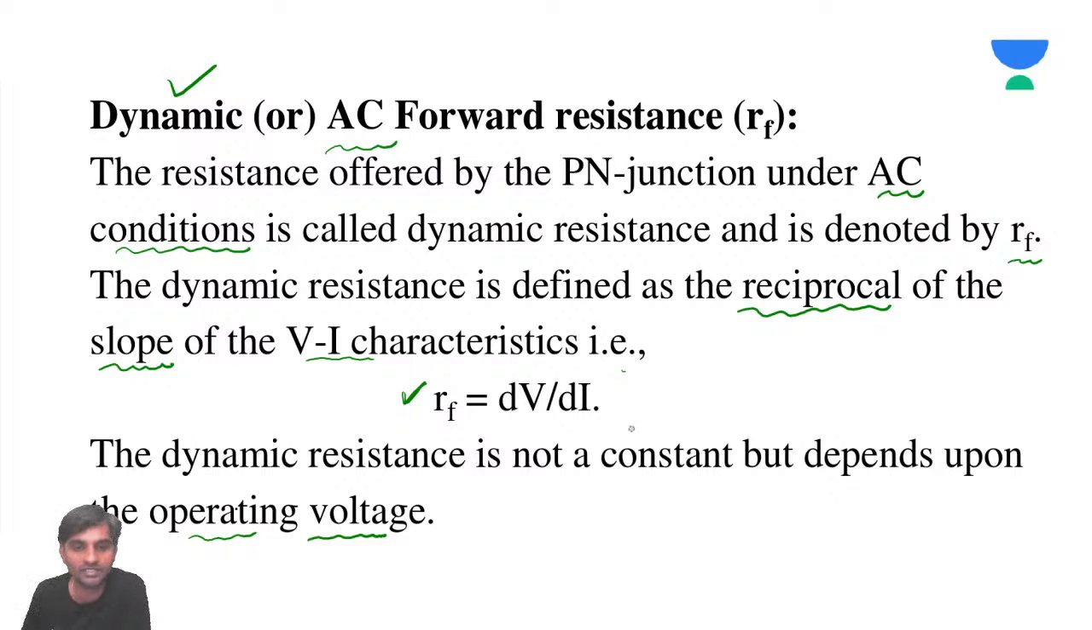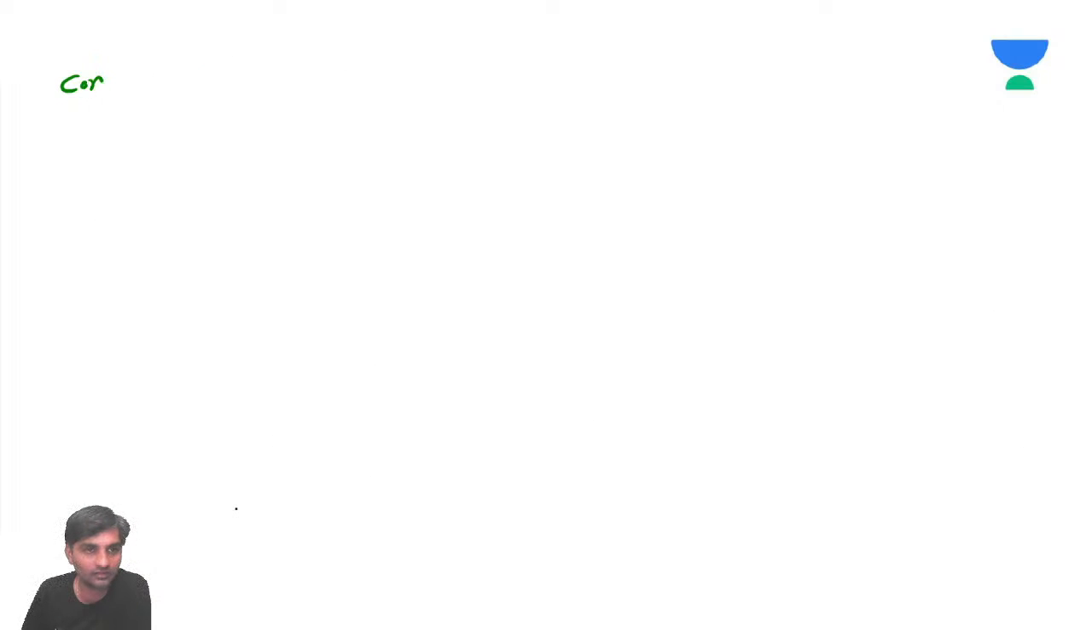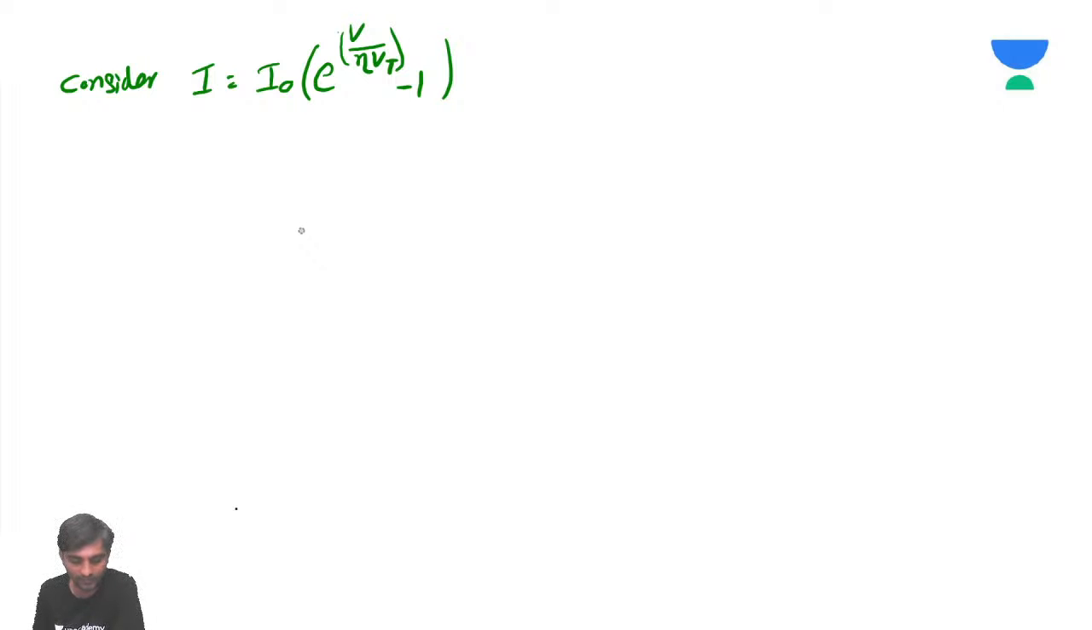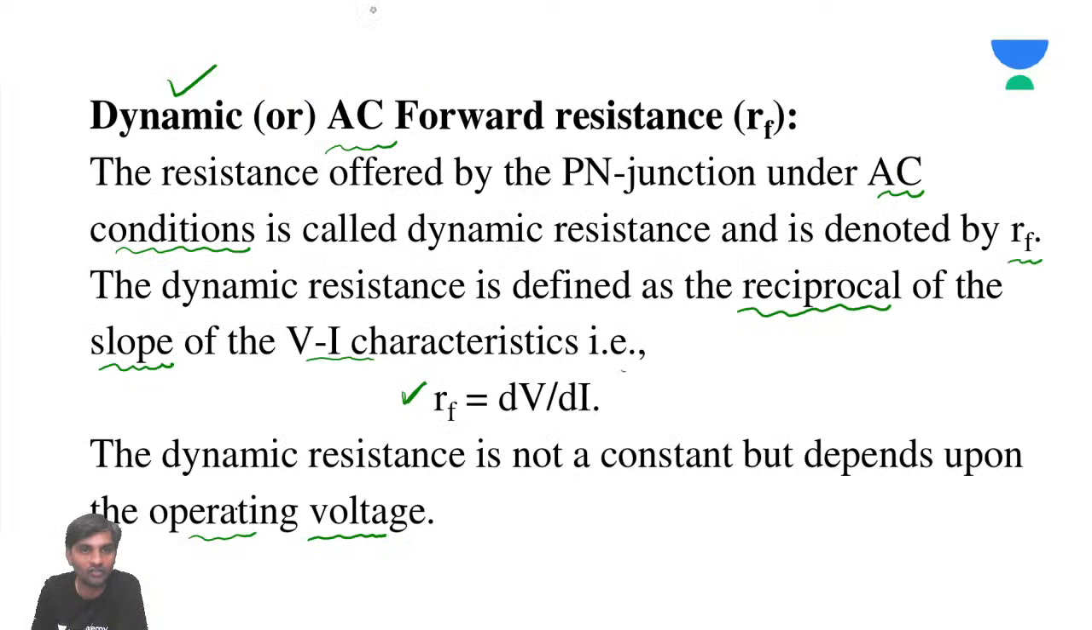Here is one point you need to consider: how can you say that the dynamic resistance is not a constant but depends upon the operating voltage? That we'll see now. Consider I equals I naught into e power V by eta Vt minus 1. Now what do we want? We want simply dV by dI.